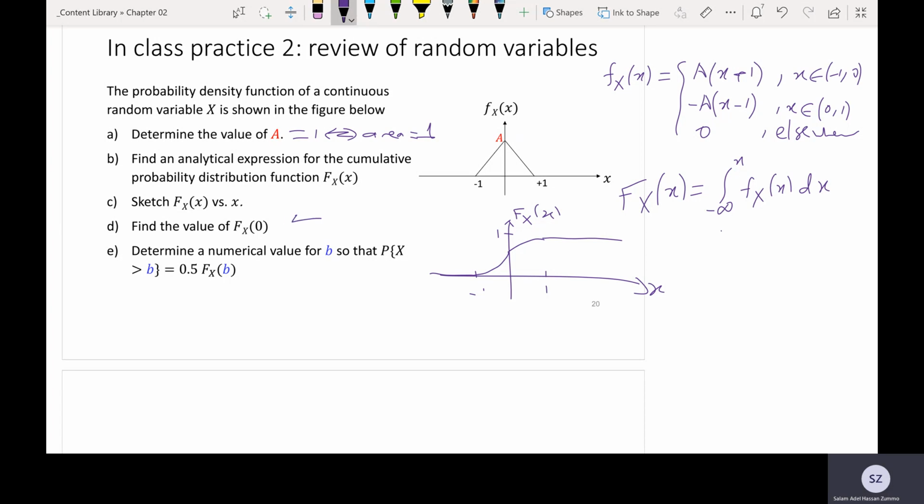Now, find the value of F_X at 0. What is the value of F_X at 0? Yeah? 1. First of all, in order to find this, you need to go through this complicated integration and find it. Do you need to or not? Do you need to find F_X of 0? Do you need to find F_X of x? The PDF.